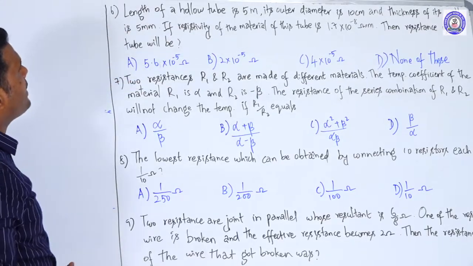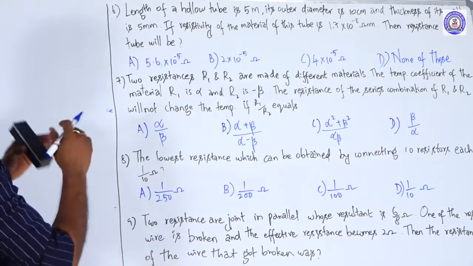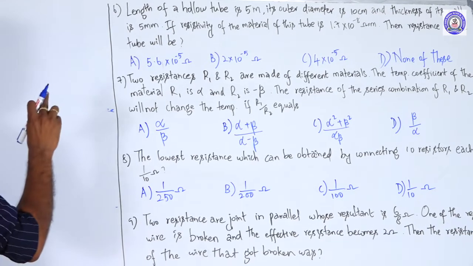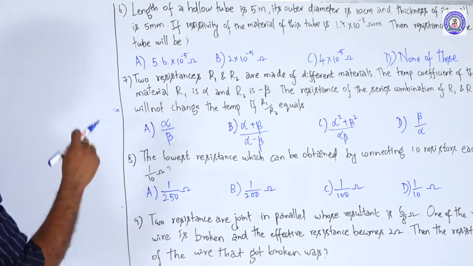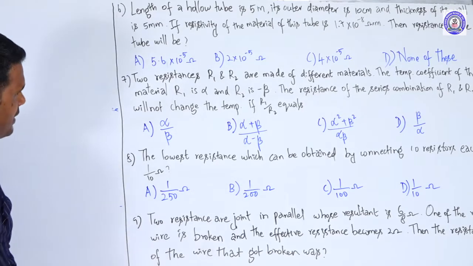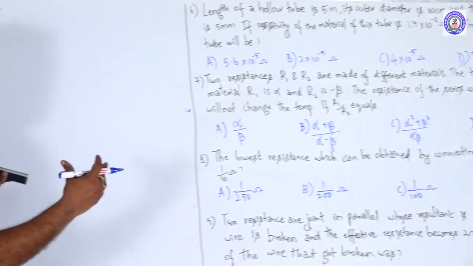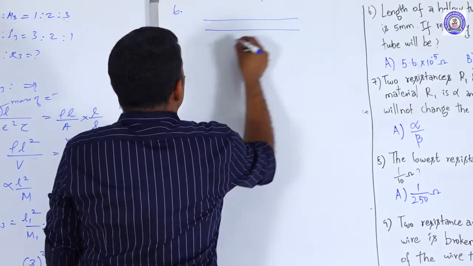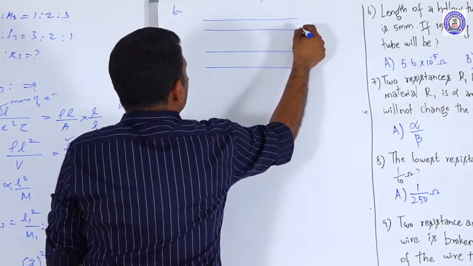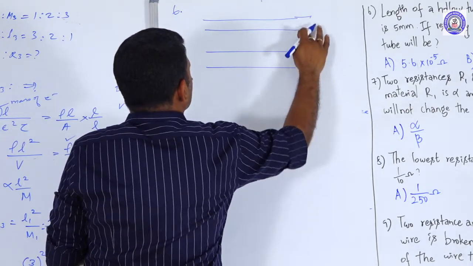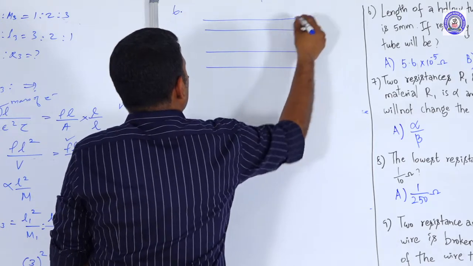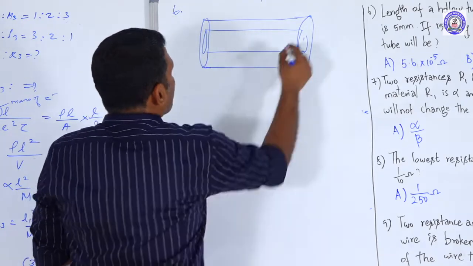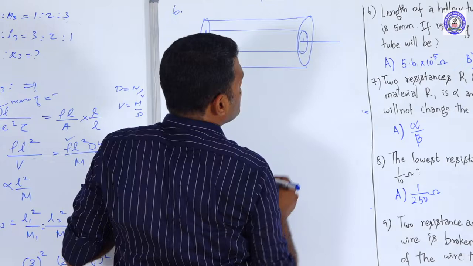The length of a hollow tube is 5 meter. Its outer diameter is 10 centimeter. Thickness of its wall is 5 millimeter. If the resistivity of the material of this tube is 1.7 × 10⁻⁸ ohm meter, then the resistance of the tube will be. We already saw the resistance of different shapes of conductors. This is the hollow tube given, and they have given the data.